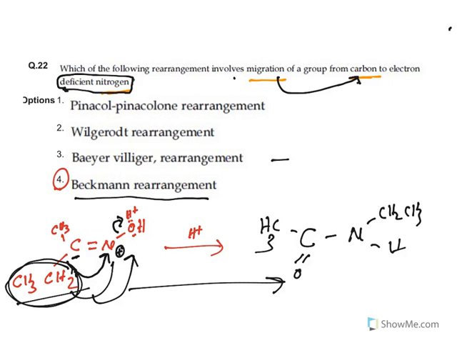In Baeyer-Villiger, a group will migrate to electron deficient oxygen. In the Schmidt reaction, a ketone is converted to amide. Now pinacol, pinacolone, look at this. Two OH groups become one C double bond O. This is a kind of oxidation reaction. So now the answer is Beckmann rearrangement. You need to understand this concept in order to answer such kind of questions in organic chemistry.